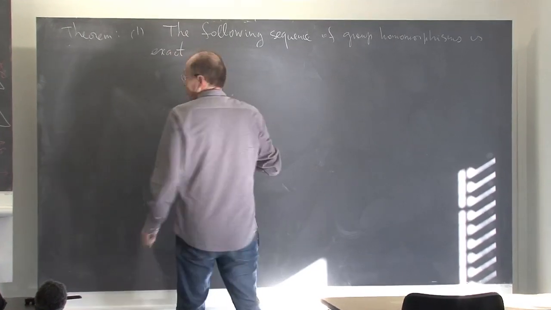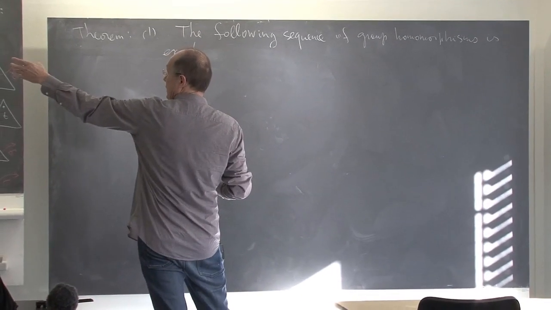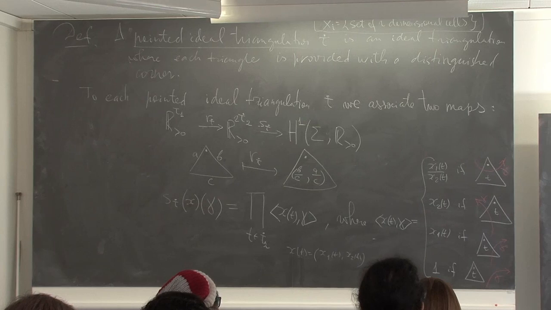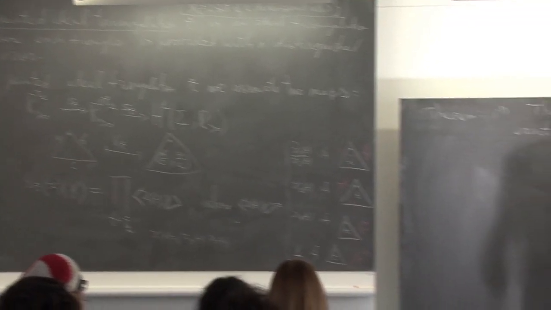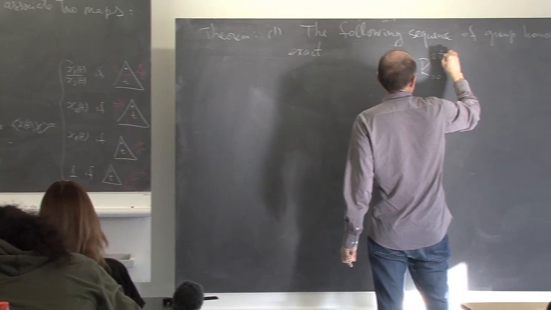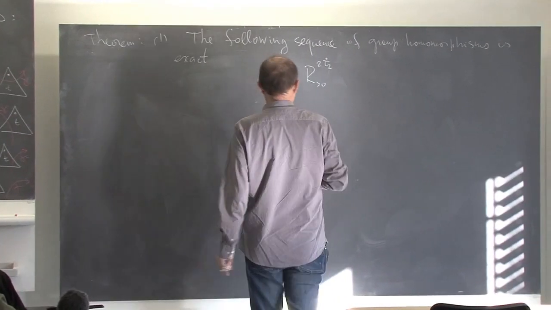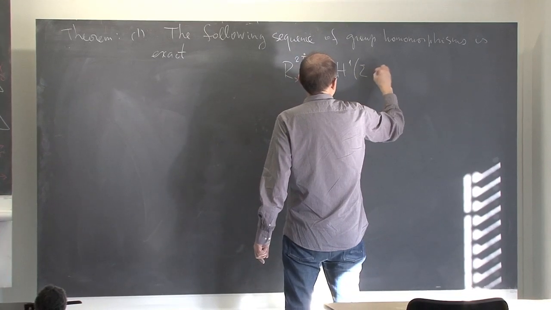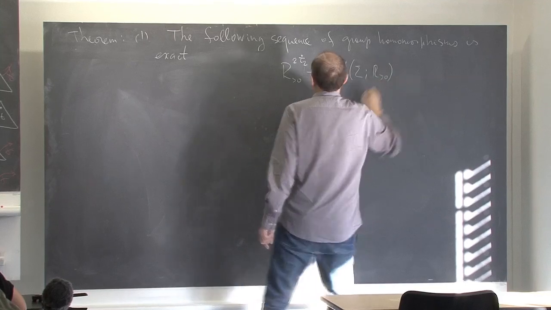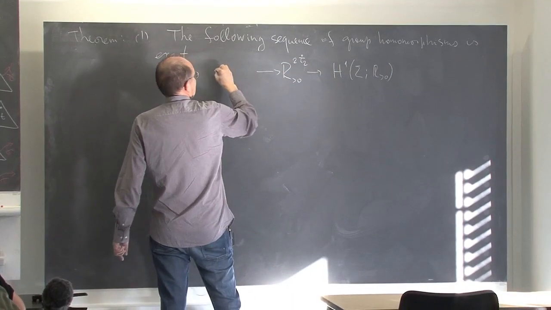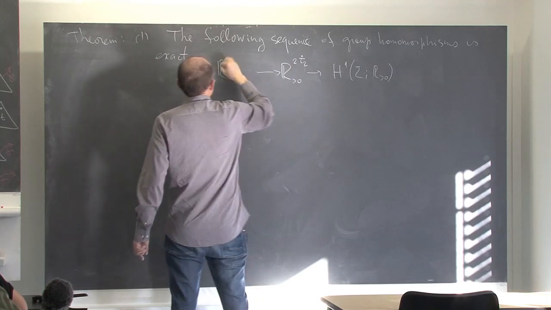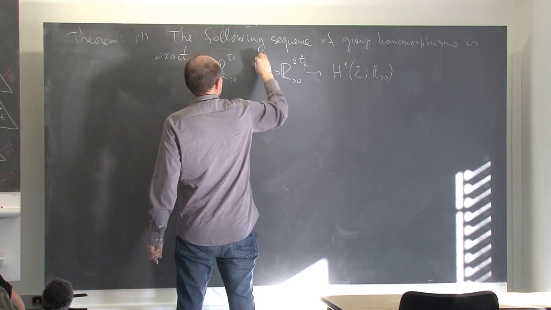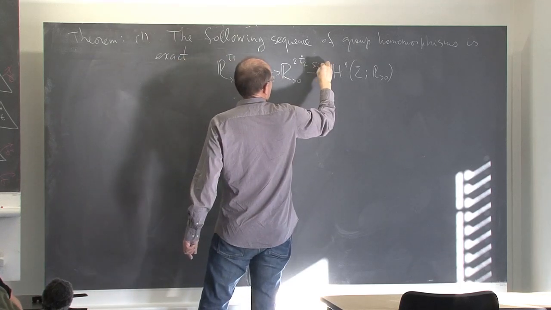So what is the sequence? We copy the string over there. R positive 2 tau dot 2, mapped to H1 of sigma R positive, R positive tau 1. Here we have R tau dot, S tau dot.